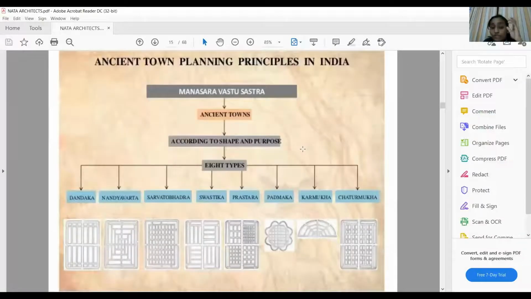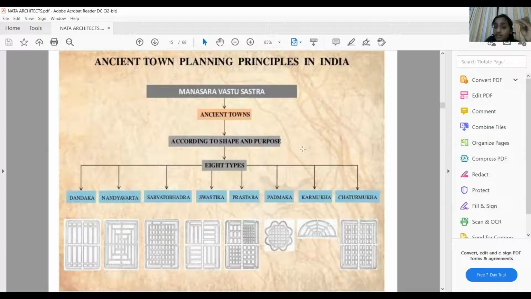So, like I already told you, based on the different scriptures or books, the ancient town planning techniques were so important. 8 types you will have to remember. One is the Dandaka, Nandyavarta, Sarvatobhadra, Swastika, Prastara, Padmaka, Karmuka, and Chaturmukha. So these are the 8 types of planning systems. They can ask you how many types of ancient town planning principles were seen in Indian architecture. So this could be another important question that you need to remember.